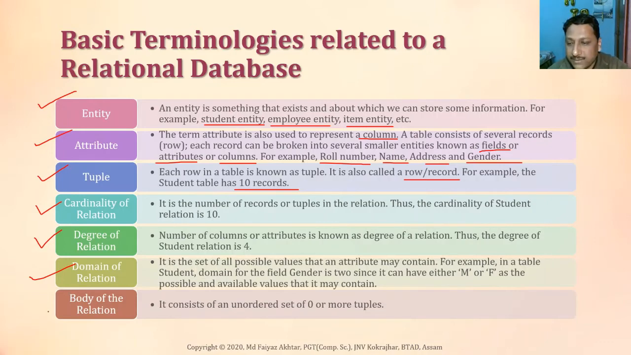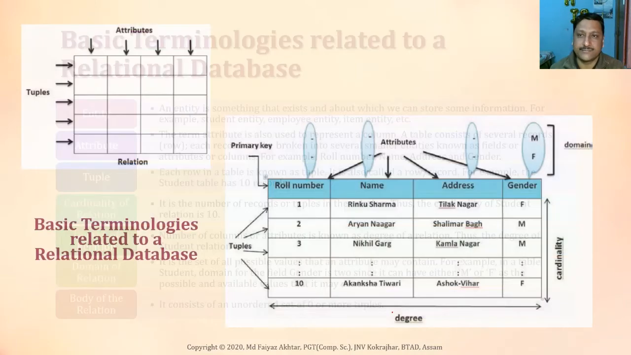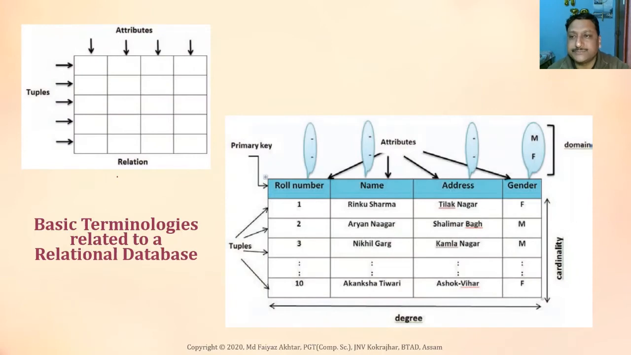Now, body of the relation. It consists of an unordered set of 0 or more tuples. The collection of tuples, or collection of rows or records, is known as the body of the relation. See the example here.